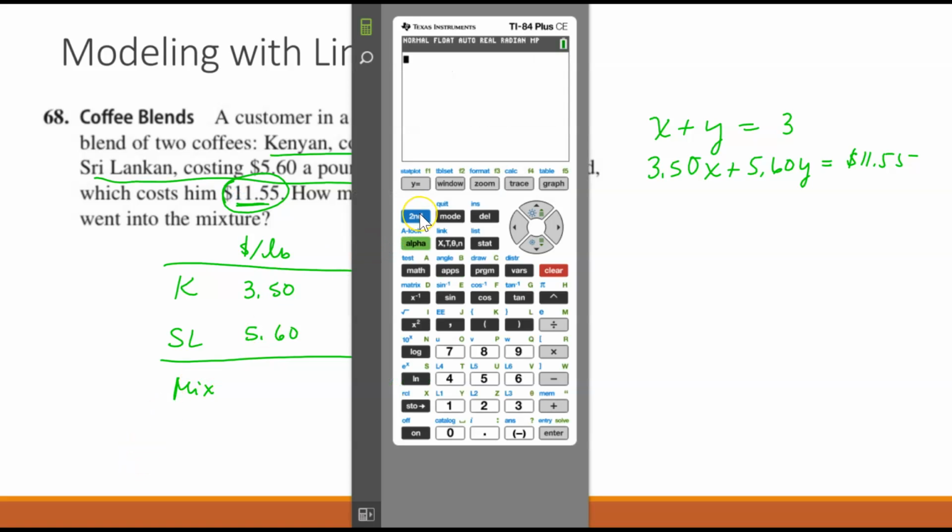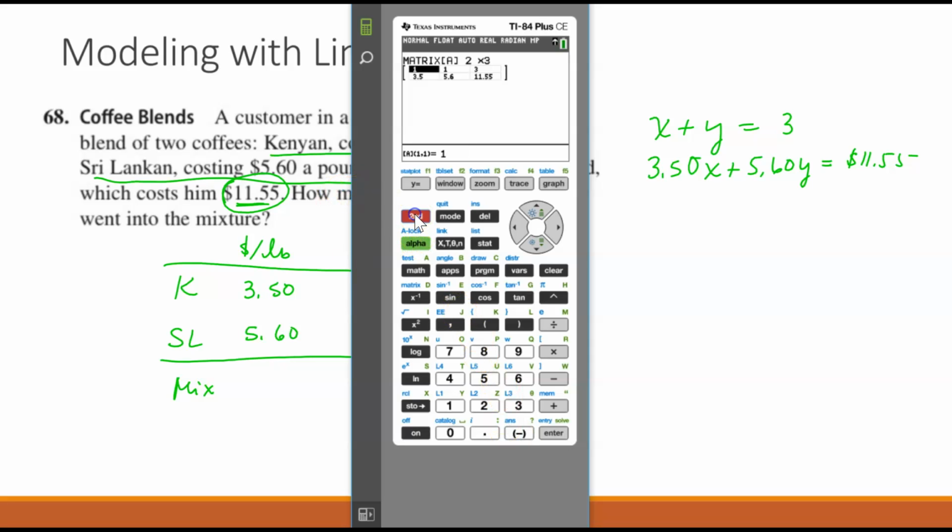Let's get our system in our calculator. Our RREF is going to be much faster than doing a hand solution. So we're going to say second matrix edit. It's highlighted with matrix A, and that's good. We have 2 equations, so 2 rows, 3 columns: the X column, the Y column, and remember the other side of the equal sign column. Equation 1 is 1, 1, 3. Equation 2 is 3.5, 5.6, and 11.55.